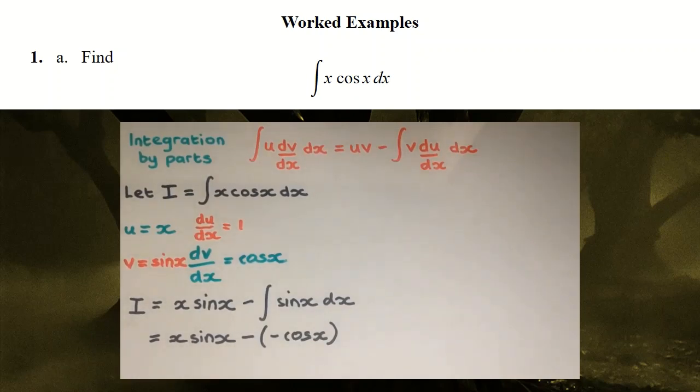Okay, so just to finish off, we're going to have x sin x. The double negative becomes positive, so that's going to be plus cos x, and then we can add our constant of integration. Okay, and we're finished. Now what you could also do, it's a nice exercise, is check by differentiating that you do in fact get x cos x that we started with, but I'll leave that to you.